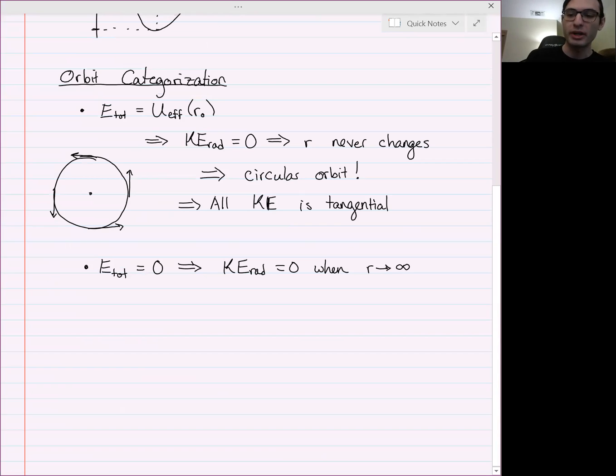And this particular orbit has a name. So let me just write that down really quick. This type of orbit has a name, and it's called a parabolic trajectory. It means when r is approaching infinity.